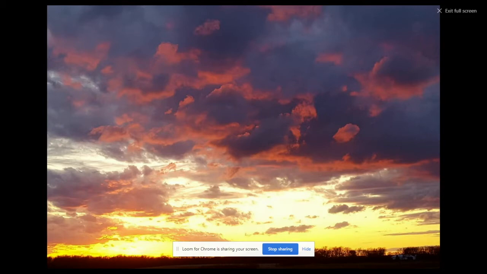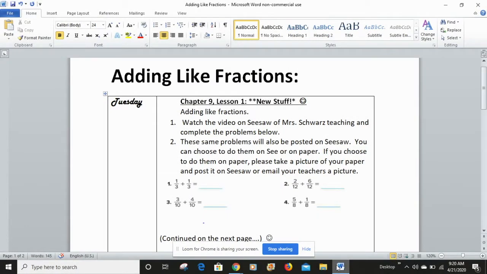Hope you enjoy it. Let's take a look at our matrix and see what we're going to be working on in math today. Hi, fourth graders. Let's look at our matrix and see what we're working on for Tuesday. It says we're going to be adding like fractions. It comes from chapter 9, lesson 1.